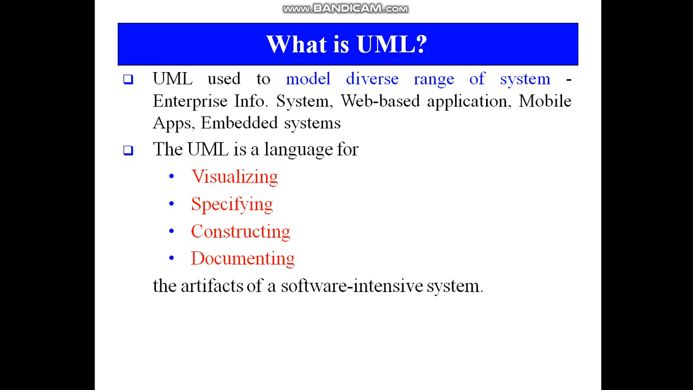UML is a language used for visualization, specification, construction, and documenting. These are the four basic purposes of the UML language.